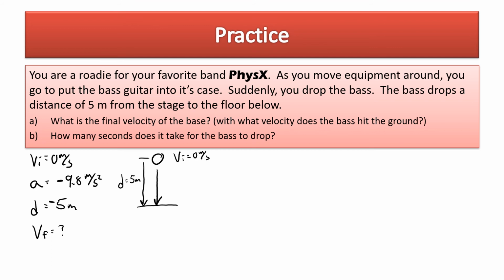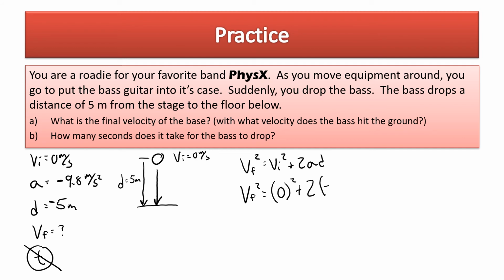So you're looking for the final velocity. They don't tell you the time, and at this point we're not looking for it. So the equation without time is VF squared equals VI squared plus 2AD. So then you can plug in: VF squared equals, this is 0 squared, so you could just cross that out if you want. 2 times negative 9.8, that's negative 19.6. You're going to be doing that a lot. So negative 19.6 times negative 5. So VF squared is equal to 98.